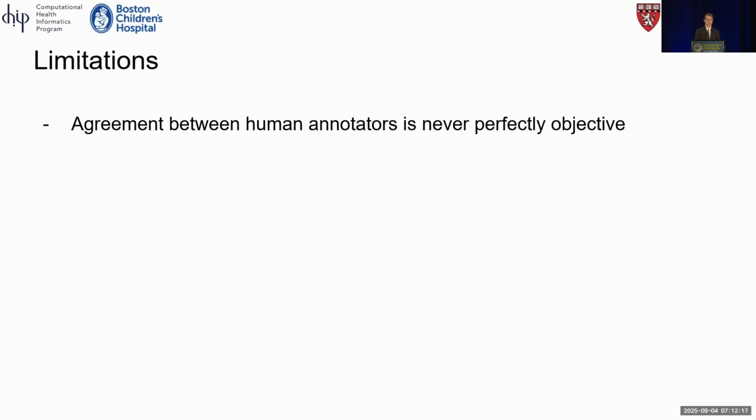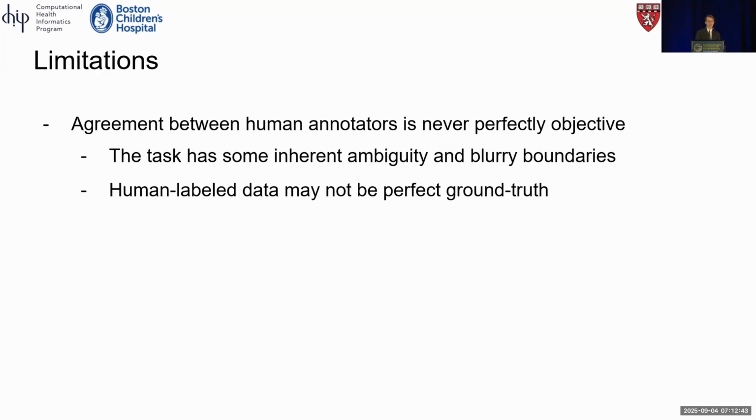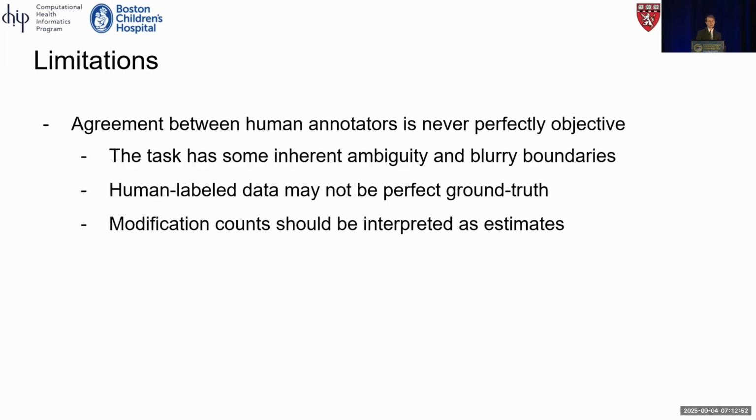So there are a couple important limitations to address with this work. The first being that with regards to our human labeled evaluation data, annotator agreement is never perfectly objective. So this is a difficult labeling task, even for humans, and it's often unclear whether a certain change that's made to a primary outcome is truly a modification or not, and it can end up being a matter of subjective interpretation. The consequence there is that even the human labeled data may not be the perfect ground truth. It's likely pretty close, but there's certainly some gray area. And what that means is that the modification counts reported by our model should be interpreted as estimates rather than exact counts.